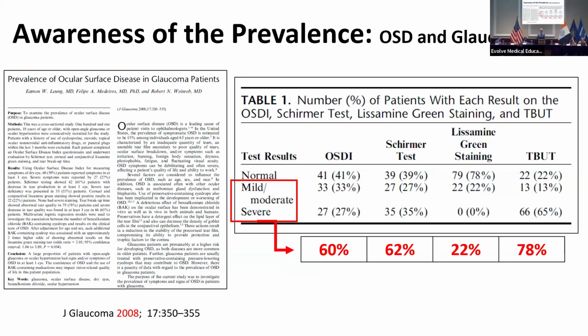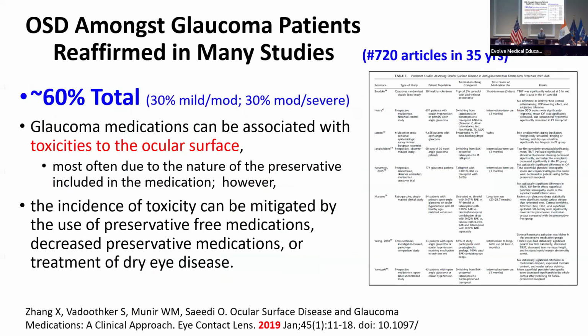of ocular surface disease and severe stage based on a variety of different tests that are often used in the assessment of OSD. That is the OSDI score, Schirmer testing that isn't really used too much anymore, lissamine green staining, and tear breakup time. And you can see that this is a real prevalent problem in our patients in our practice, and something we do need to attend to.